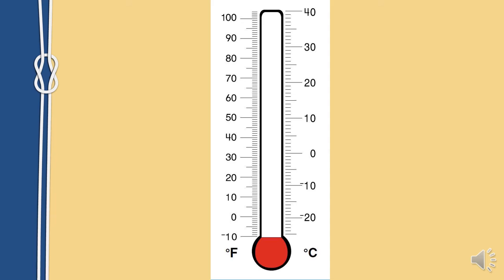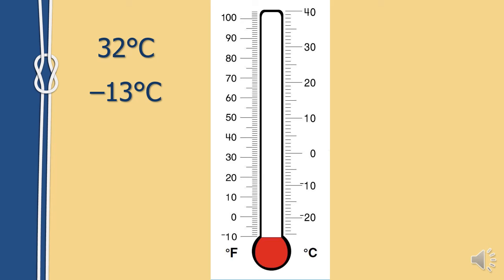And let's talk about temperature. Remember, the unit of temperature in the metric system is degrees Celsius, which is the right-hand side of your thermometer. 32 degrees Celsius. Can you find it on your thermometer? How about minus 13 degrees Celsius?